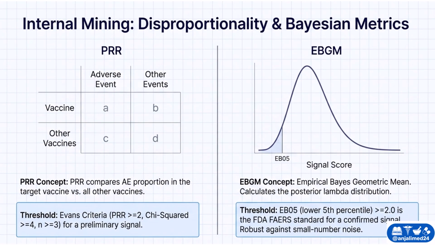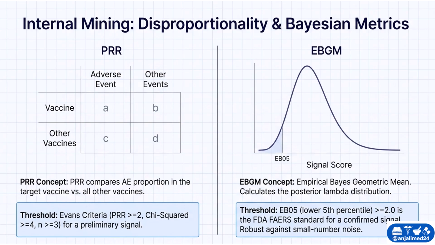Internal mining, disproportionality, and Bayesian metrics. Now let's move deeper into the actual statistical methods used in pharmacovigilance databases for internal signal mining. In this slide, we compare two of the most important analytical approaches used in modern safety surveillance systems, PRR, which is a disproportionality metric, and EBGM, which is a Bayesian metric. Both aim to detect potential vaccine safety signals, but they work in very different ways.